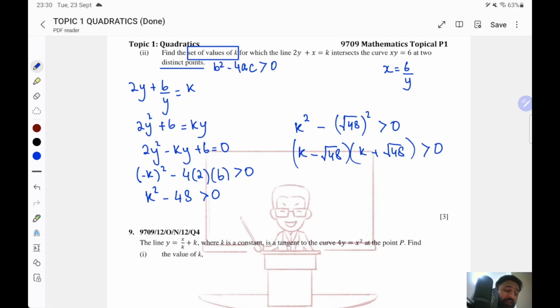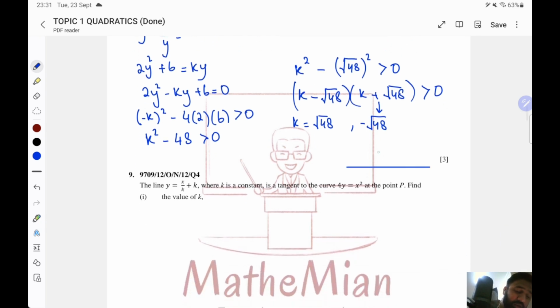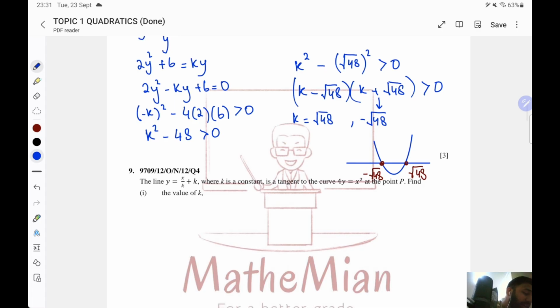Now the critical values of k will be square root of 48, and the other value will be negative square root of 48. Now if I sketch the graph, it is going to look like this, and these are the critical points. One point is negative square root of 48, the other is square root of 48, and the inequality sign is greater than. I told you that whenever you have the sign of greater than, it means that the region of the graph is above the x-axis. So the region above the x-axis is this region of the graph and this region of the graph.